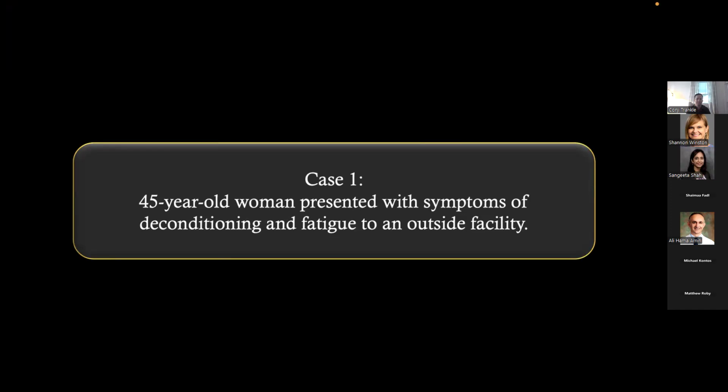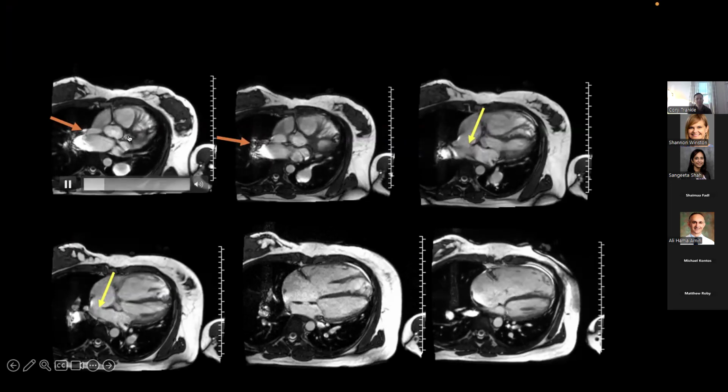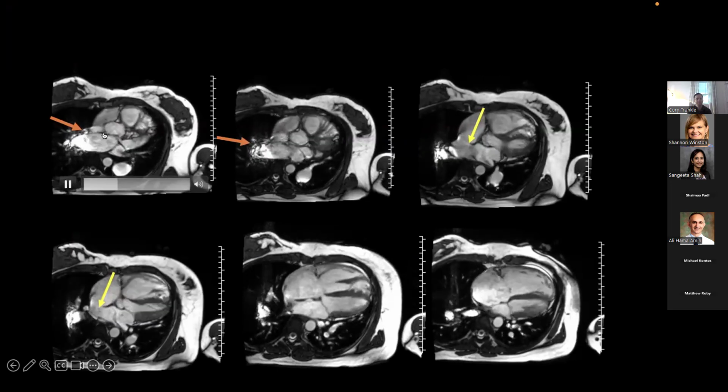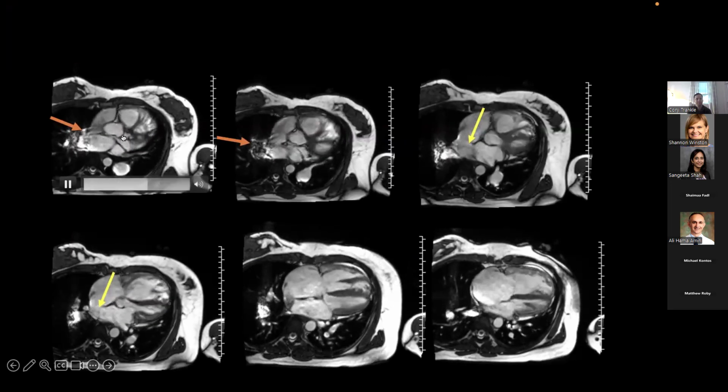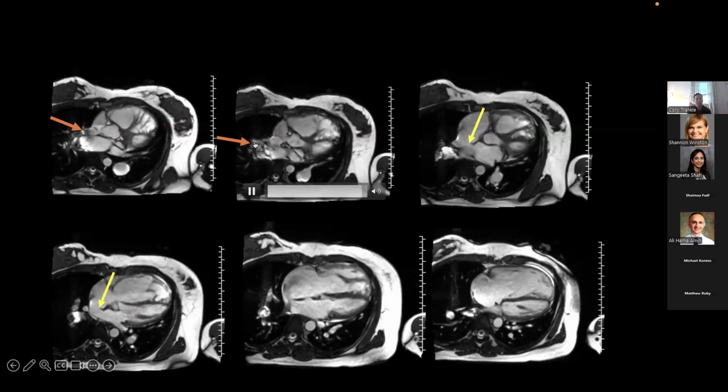It's a great pleasure for me to share some cases as well. Starting with the first patient, this is a 45-year-old woman presenting with symptoms of deconditioning and fatigue to an outside facility. These are axial views from steady state free precession images for the heart, and starting superiorly, you can see there is a partial anomalous pulmonary venous return.